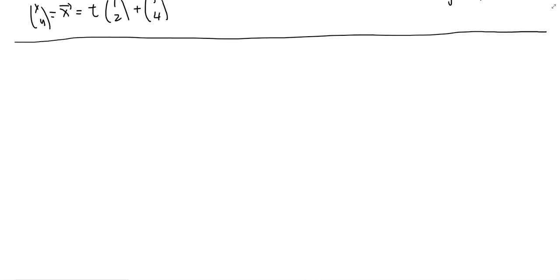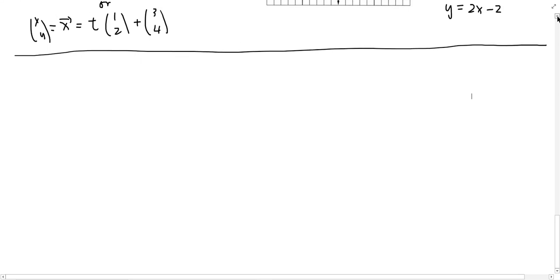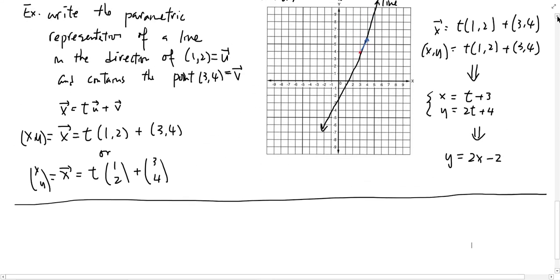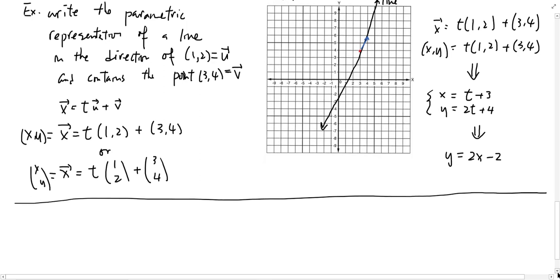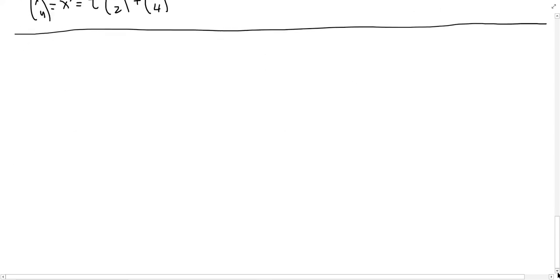So pretty straightforward. And when we finished, I showed you that you can actually write out this line in the following three ways. I want to tell you what they are. The first one is the following. I have this one line right here. The first representation is this one, vector x equal to t times (1, 2) plus (3, 4).